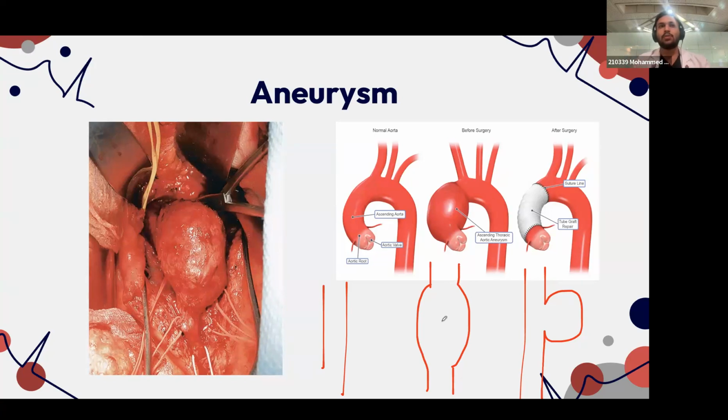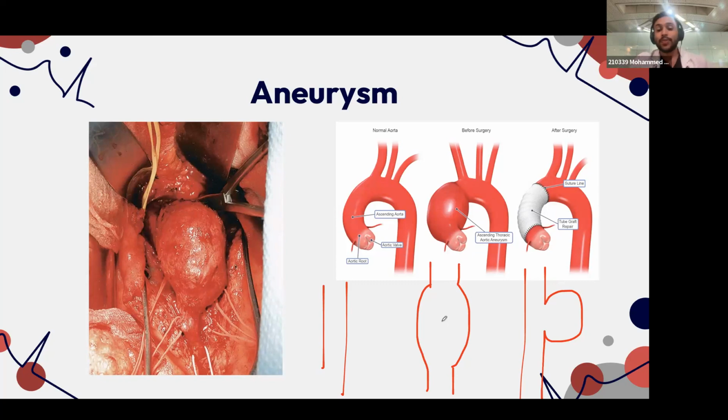So can someone tell me what is one important cause of a thoracic aortic aneurysm? Hypertension. Excellent. Very important to remember, hypertension is what causes it. What causes an abdominal aortic aneurysm? Atherosclerosis. Excellent. Good. Remember the differences between the two causes.